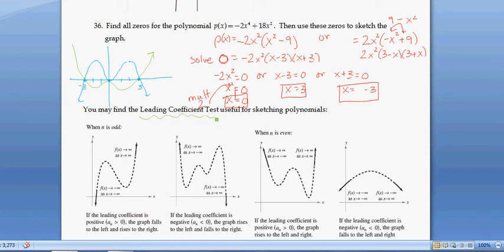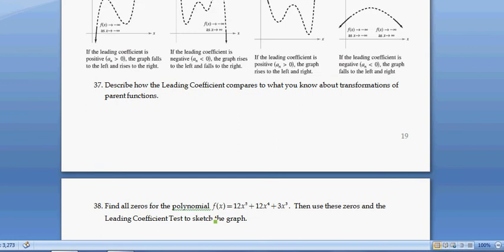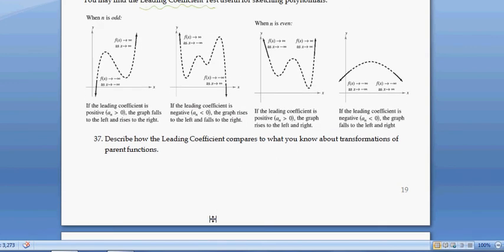So the leading coefficient test is useful for this. Get this summary. When n is odd, the degree of the polynomial is odd. We have two cases. Notice that the polynomial ends in opposite directions when it's odd, right? So one part goes down towards negative infinity, the other one goes towards positive infinity. That's when it's odd. When it's even, both head off towards positive infinity or both head off towards negative infinity.